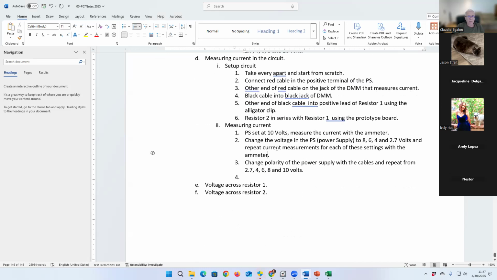Change polarity of the power supply and repeat the current measurement with the cables for 2.7, 4, 6, 8, and 10 volts. That would be the negative measurement.